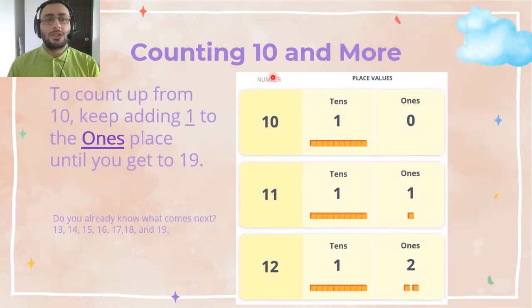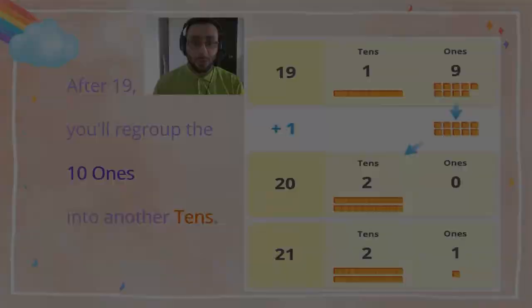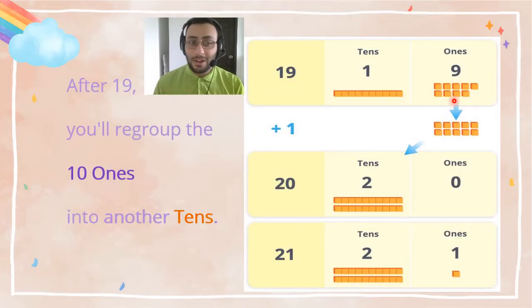Okay, so counting 10 and more. To count up to 19, keep adding 1 to the ones, right? For example, 10, you add 1 here, boop, becomes 11. You add one more 1, becomes 12. After 19, it's a different story. After 19, you see, we have 9 ones, right? We want to go one more higher. We add 1 to the ones.